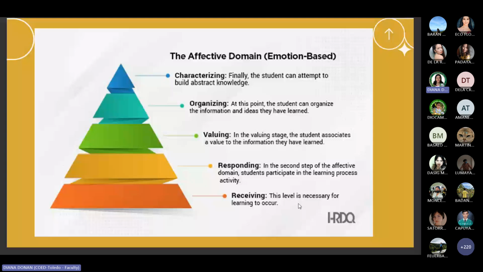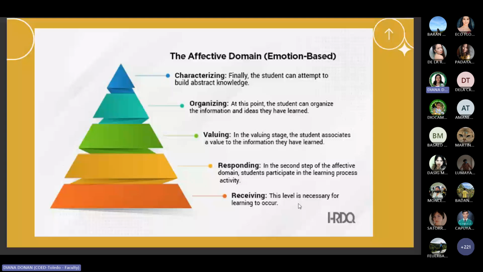Okay. Lastly, we have the characterization. This is the highest level, when a value becomes part of the learner's consistent behavior and character. For example, a student lives out integrity not only in schoolwork but in daily choices. How will you assess that? You may assess that through long-term observation, portfolios of actions or decisions showing value integration, or through teacher or peer testimonials.